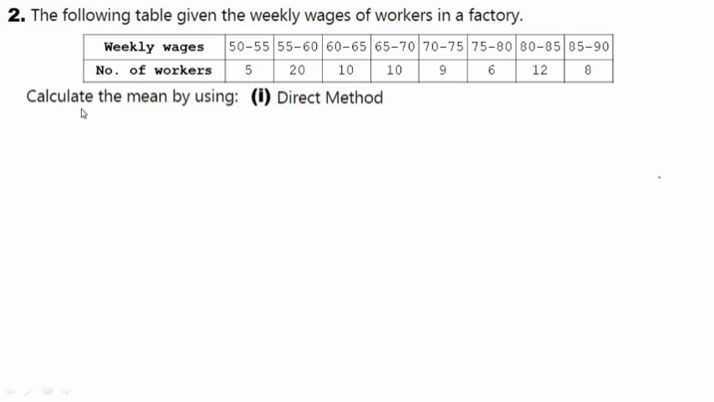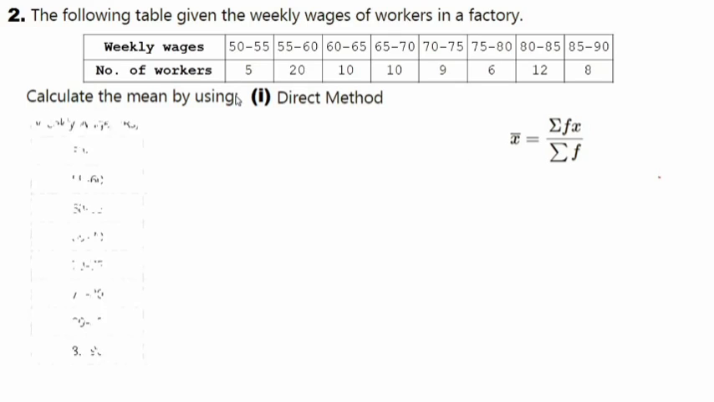You need to calculate the mean by using the direct method. The number of workers is simply the frequency. And see these: 50 to 55, 55 to 60, 60 to 65. These are called class intervals. Remember the name, it is called class interval. First and foremost, we will find the mean using the direct method, and as per the direct method, the formula is this one. As usual, we will find what are the things that we need in this formula.